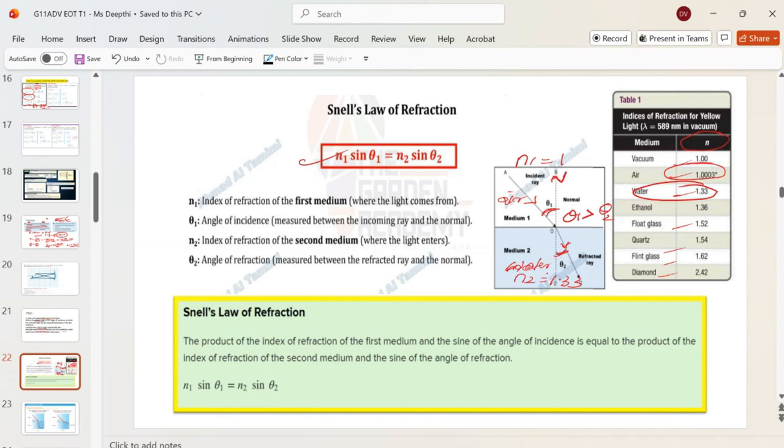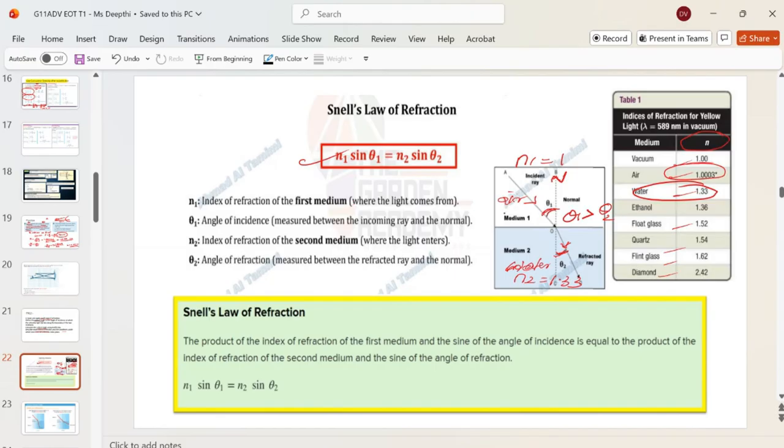And what is the reason for that? It is because in water, the speed of light is less compared to air. So when it slows down, the ray will bend towards the normal. Is that clear to you?